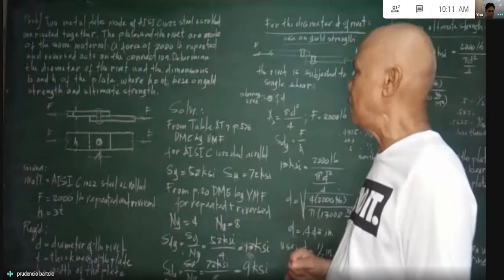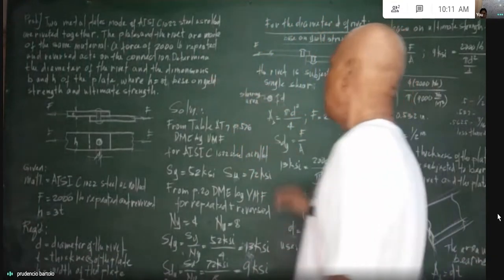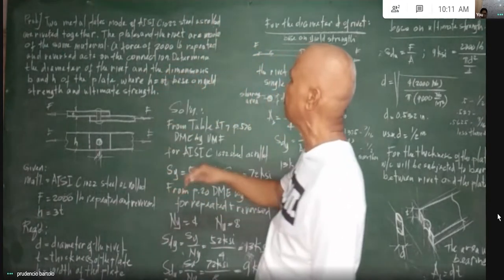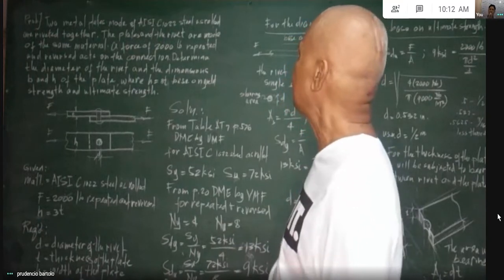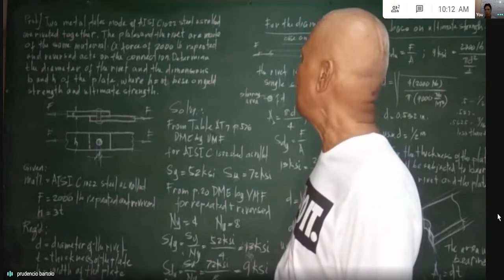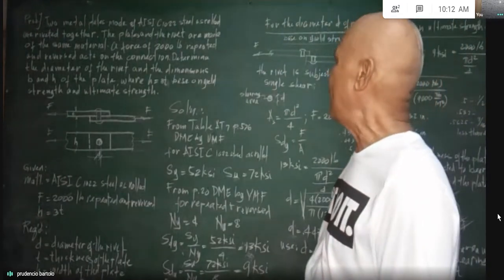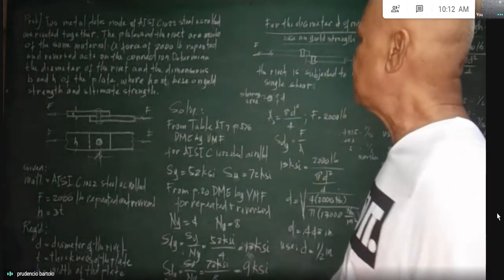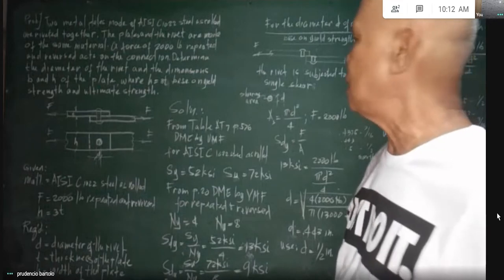So we have here a problem that is two metal plates made of AISI C1022 steel as rolled, are riveted together. The plates and the rivet are made of the same material. A force of 2,000 pounds, repeated and reversed, acts on the connection. Determine the diameter of the rivet and the dimensions B and H of the plate, where H is equal to 3T, based on yield strength and ultimate strength.